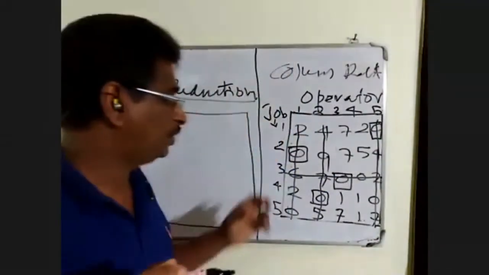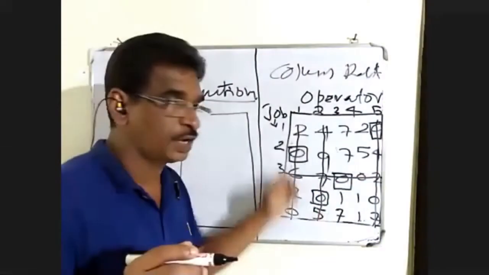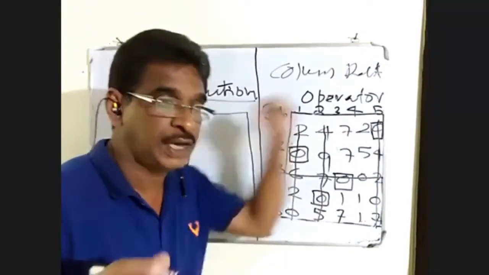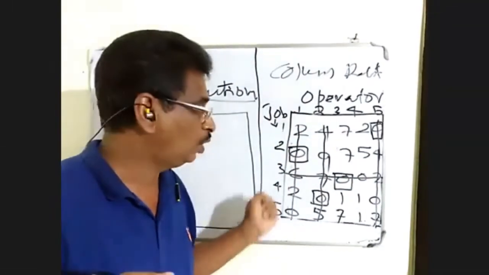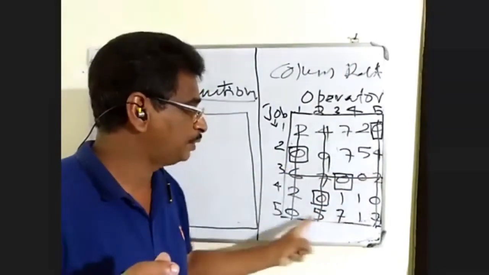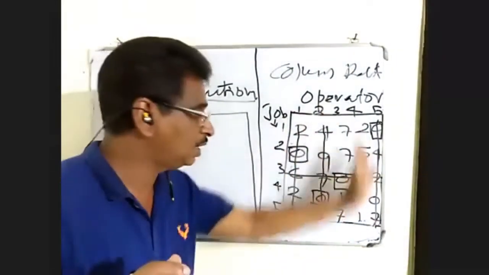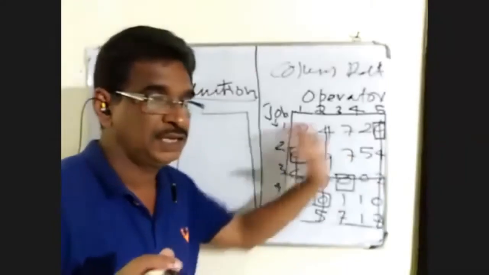Now for row scanning, you have to check that all the zeros are covered. If not, you have to do column scanning again. Now you can look: all the zeros are covered with lines. No zero is remaining here. Clear?